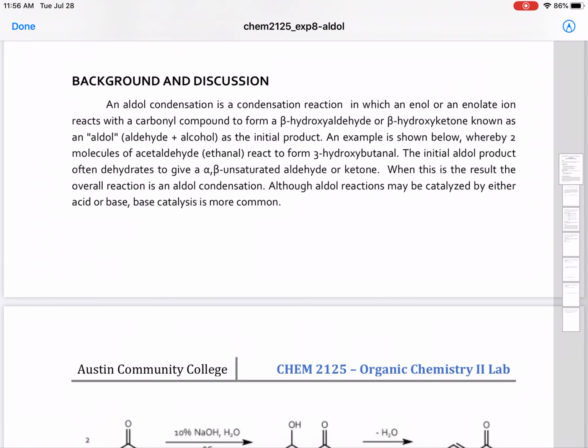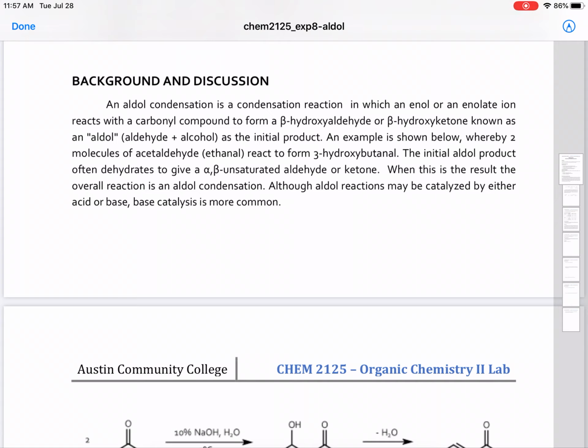So, background and discussion. You know what an aldol condensation is. We learned about that in our lecture. It is a reaction where you have an enol, and it forms an enolate ion in the presence of a base, and then it reacts with a carbonyl compound to form a beta-hydroxy aldehyde or a beta-hydroxy ketone. We name this product an aldol product. Aldol means it has an aldehyde and an alcohol.